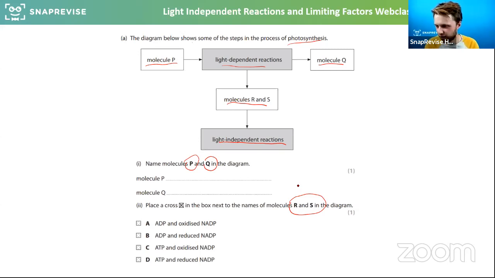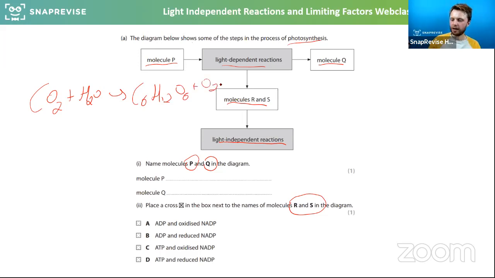So let's have a look. Molecule P. Think back to the equation: CO2 plus H2O makes glucose, C6H12O6, plus O2. Okay, so light-dependent reactions. What was the light-dependent one? Hopefully you remembered that the light-dependent one is that one, and the other light-dependent one is that one.